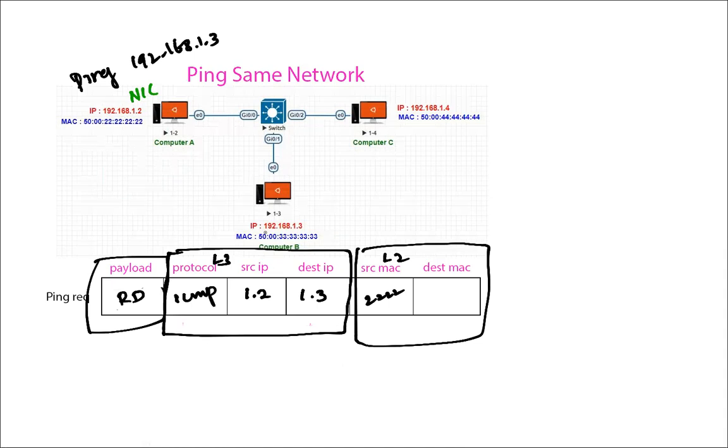In the diagram, we know this is the destination PC, and we have the MAC address of this PC, which is all 3. But my question is, how will this PC know that? How will this PC know that?